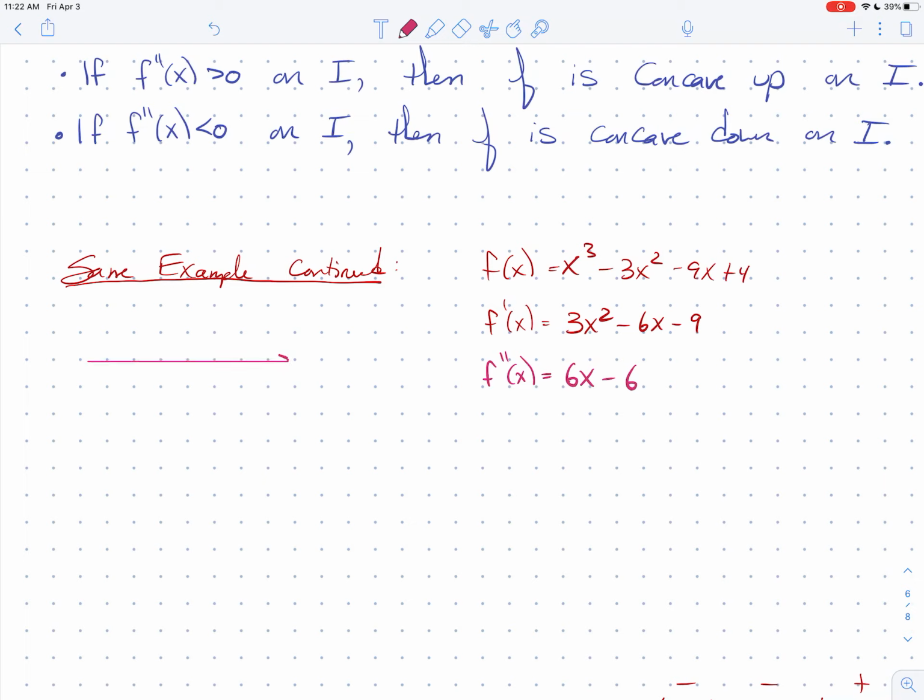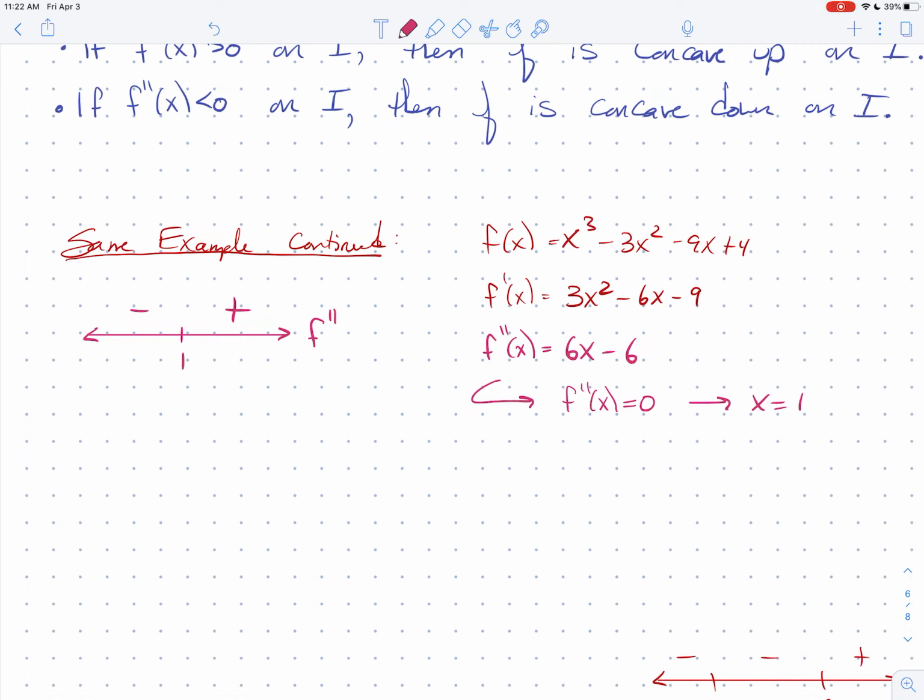This number line is going to be for f double prime. I really encourage you, label your number lines with either f prime or f double prime. Otherwise, you'll start losing track of them. Please notice that if you solve f double prime of x equals 0, or undefined actually, this one is defined everywhere. If I solve f double prime of x equals 0, then I get x equals 1. And I would also be interested in where the second derivative is undefined. All right, at x equals 1, then I notice, look, if I plug in something bigger than 1, the second derivative is positive. Plug in something less than 1, the second derivative is negative.